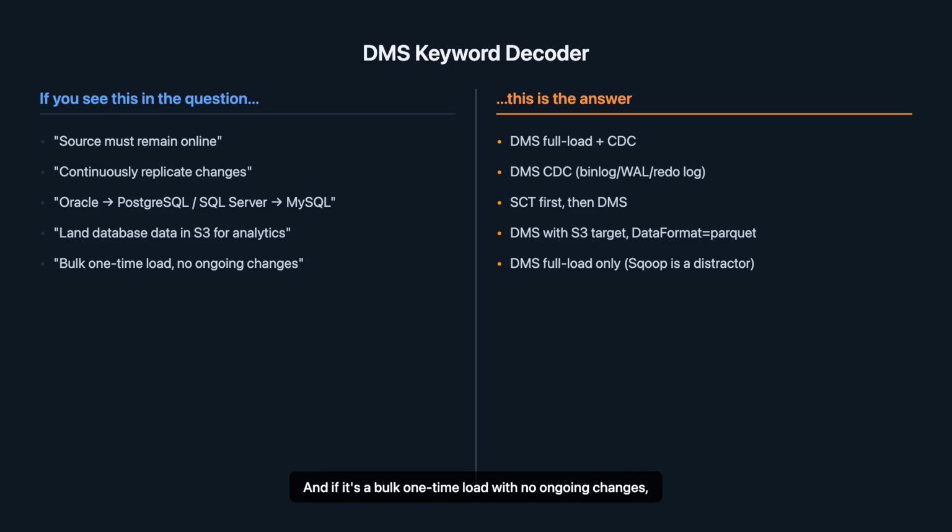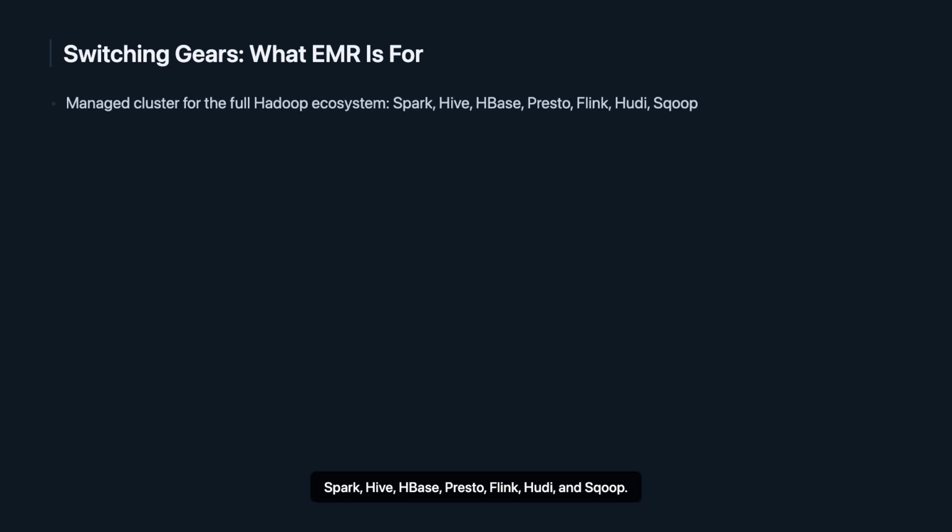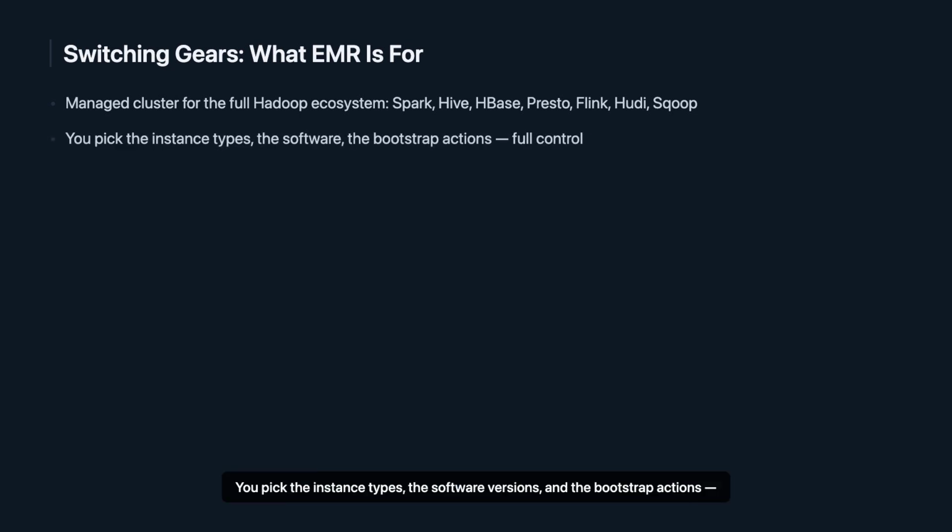And if it's a bulk one-time load with no ongoing changes, that's DMS full load only, and watch out for Scoop on EMR as a distractor. Now let's switch gears to EMR, which stands for Elastic MapReduce. EMR is the managed cluster service for the full Hadoop ecosystem: Spark, Hive, HBase, Presto, Flink, Hudi, and Scoop. You pick the instance types, the software versions, and the bootstrap actions, full control that Glue's serverless abstraction doesn't offer.